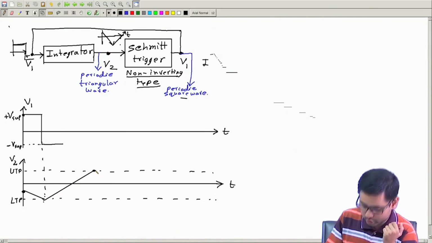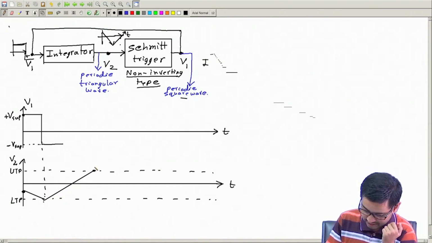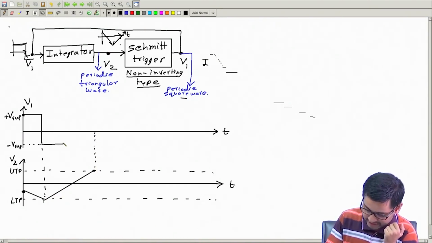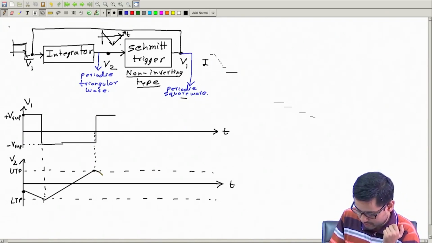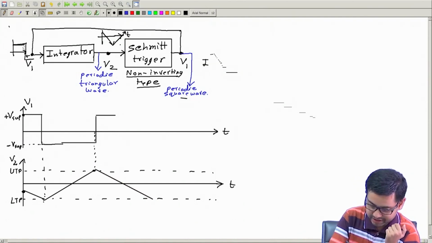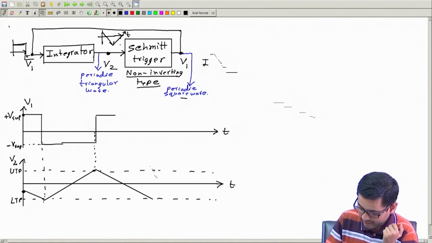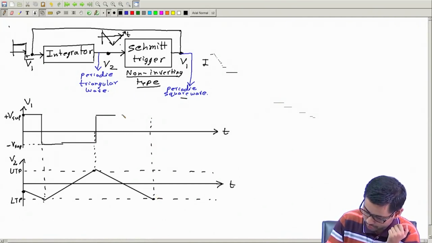The moment it goes to the upper trigger point here, it will trigger the Schmitt trigger and make the output positive, and then it will start to go down, because now this is positive, it is coming here, so this will go down, and the moment it comes here, the output will change its sign. This way it will continue forever.